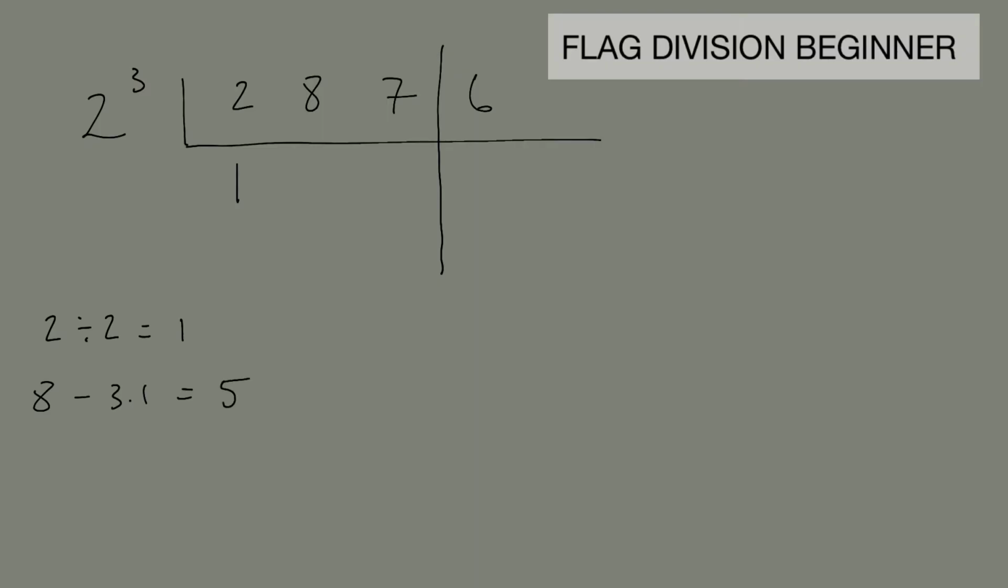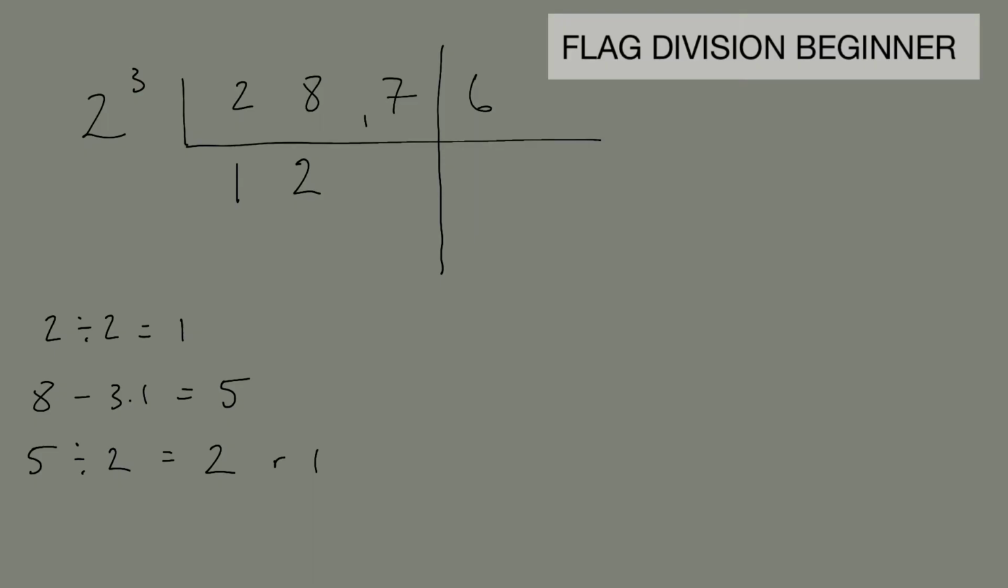Now we're going to take this number 5 that we just came up with, and we're going to divide it by this digit here, 2. So 5 divided by 2 equals 2 with a remainder of 1. So we're going to write that in, 2 with 1 left over.